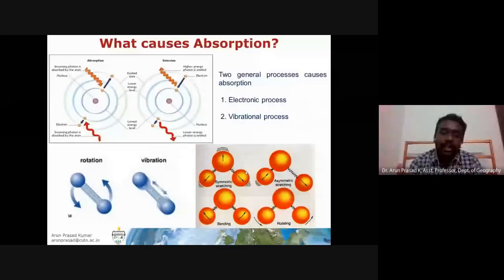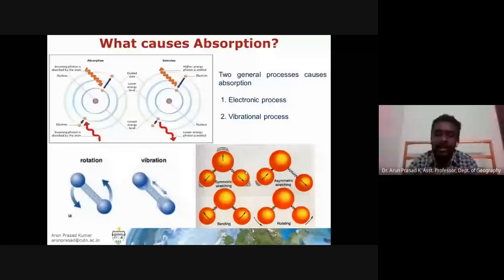In the vibrational process, infrared energy causes some vibration in the chemical bond between the atoms. The absorption of this infrared energy sometimes may rotate the atom, sometimes it may stretch the atom, causing vibration. This stretch may be symmetrical or asymmetrical, or it can rotate, or it can be a combined effect of rotation and stretching, and sometimes the chemical bonds may move a little bit away from each other.